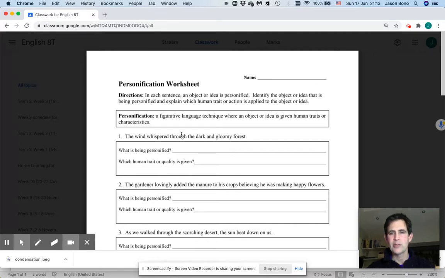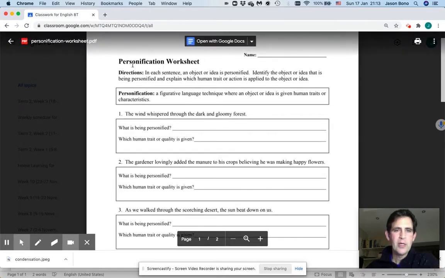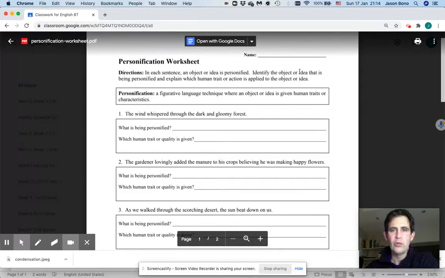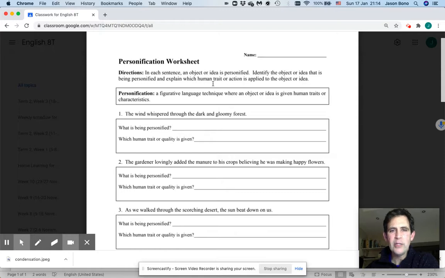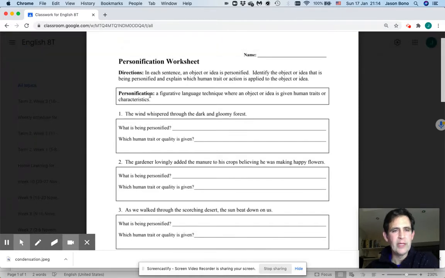So either way, you're going to open this worksheet, and it says here, personification. Directions: In each sentence, an object or idea is personified. We're going to look at a definition here. Identify the object or the idea that is being personified and explain what human trait or action is applied to the idea or object. Now that may sound like a mouthful, but don't worry, it's much more straightforward than you realize. So what is personification?